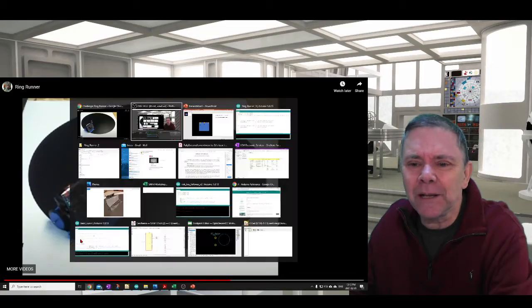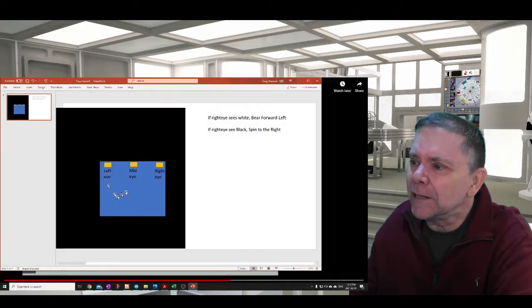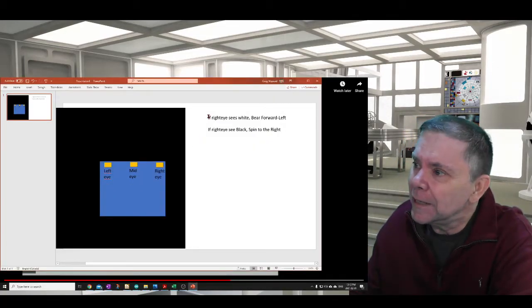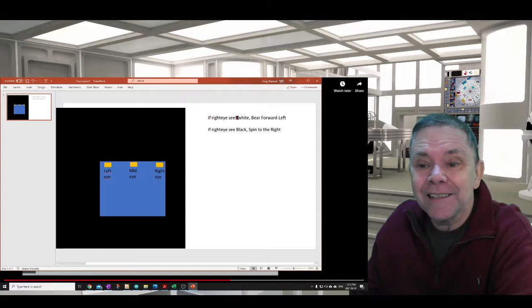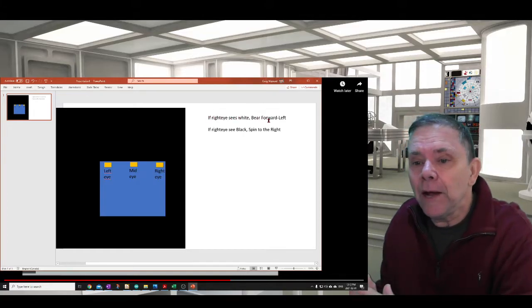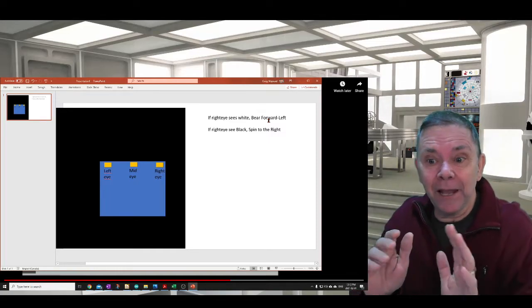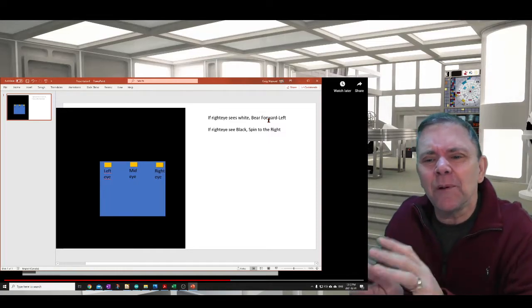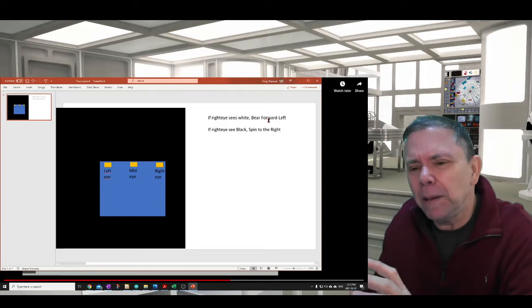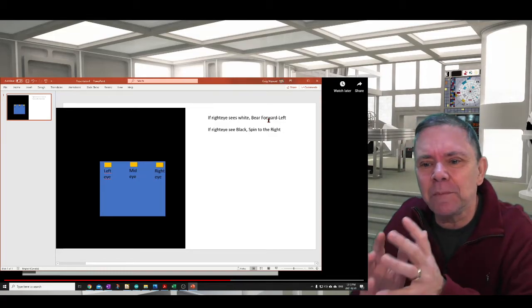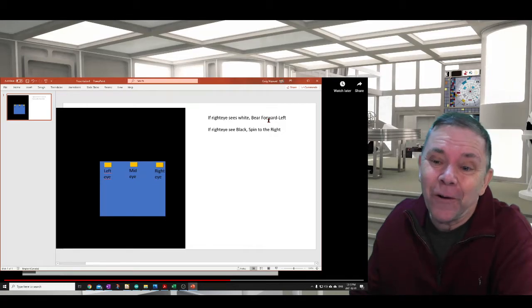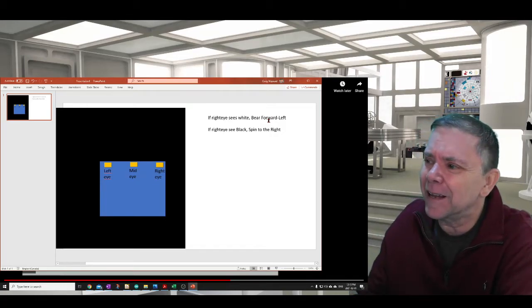So how do we do something like that? Well, here's a little algorithm we need to use. It quite simply says, if the right eye sees white, then bear forward and to the left a little bit. If the right eye sees black, spin to the right. So I'm going to do a little harder action. You could bear to the right on yours. You can try adjustments to make your robot optimized for its particular speed and characteristics.